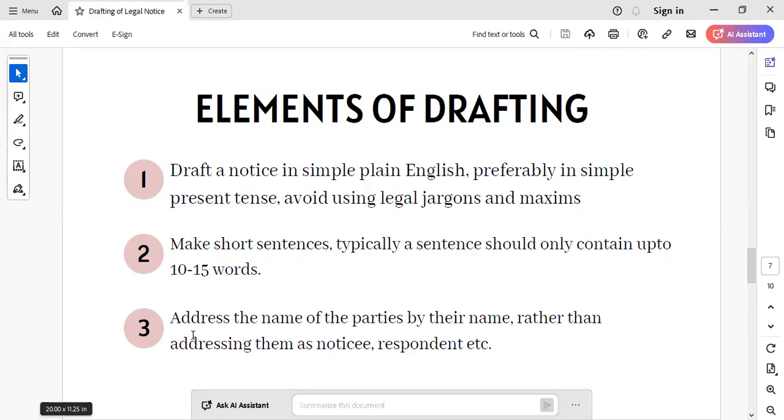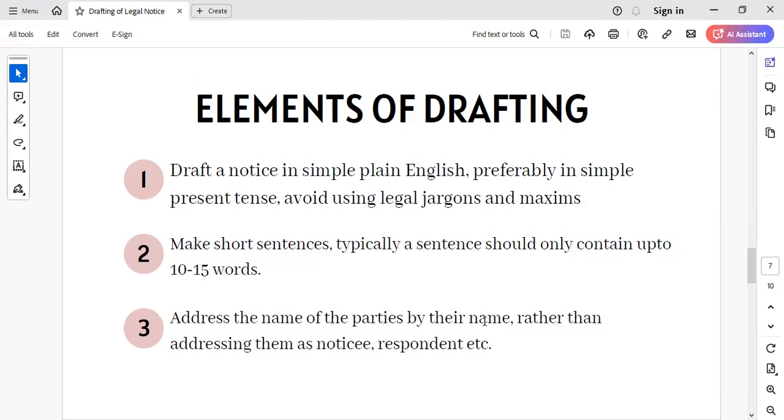What is the third one? Address the parties by name rather than as noticee or respondent. Address them directly. Understood? When you are drafting agreements, the parties will be given as the transferee or transferor. In a plaint, you will use other names like noticee, respondent, plaintiff, appellant. But in a notice, it should be the direct name. Understood?